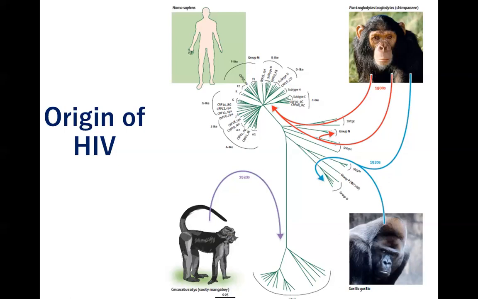And then you could ask, how did it cross over from these chimpanzees, for instance?